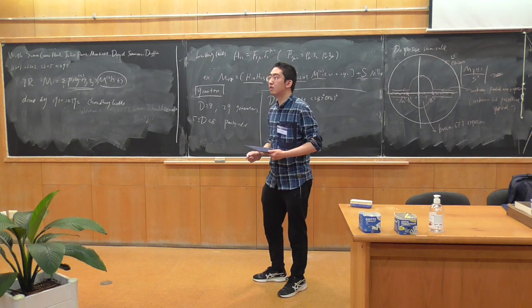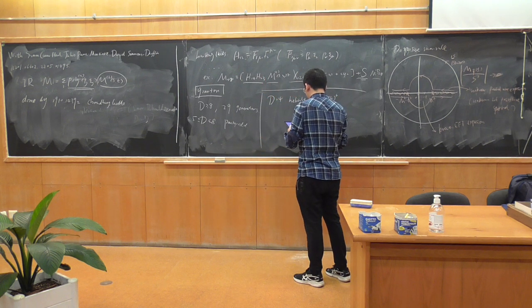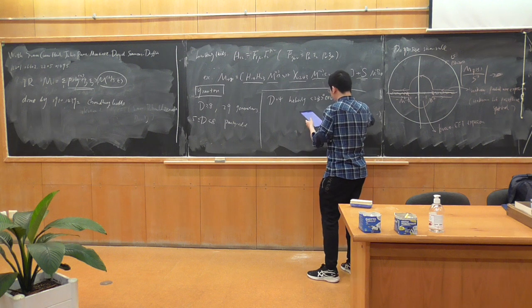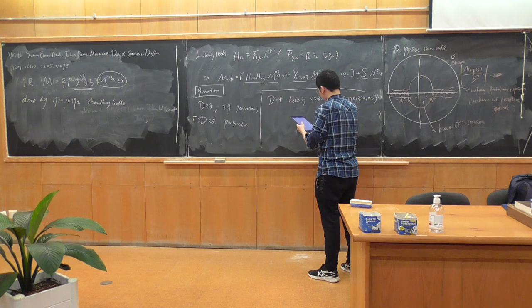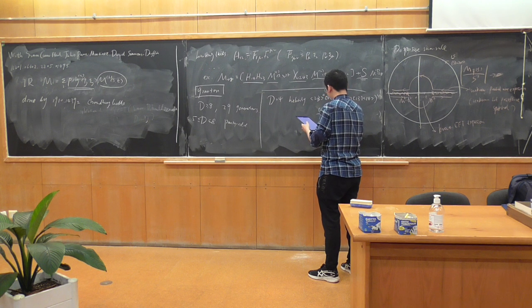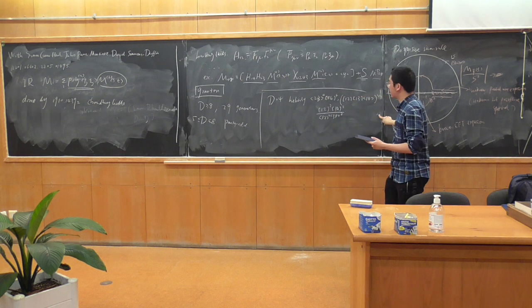What's the counting in D=4? Sorry? What's the counting? So I can list all the possible structures. Let me just write down all possible structures. Yeah, I think this is all the possible structures.